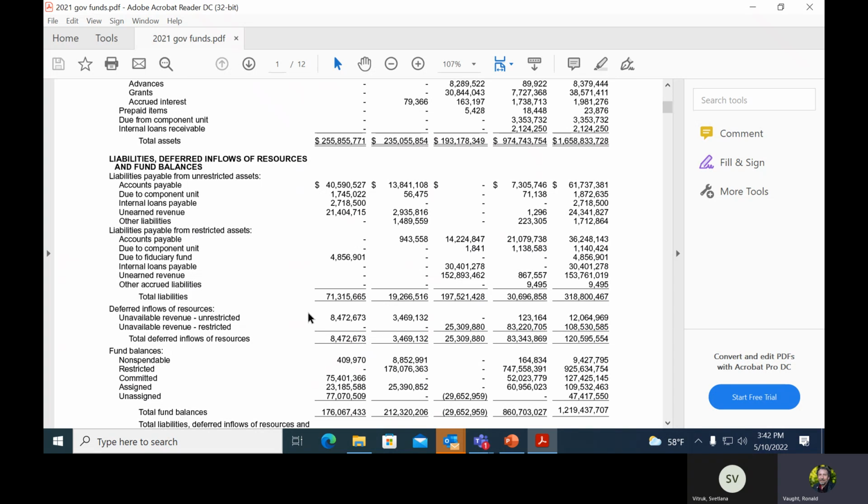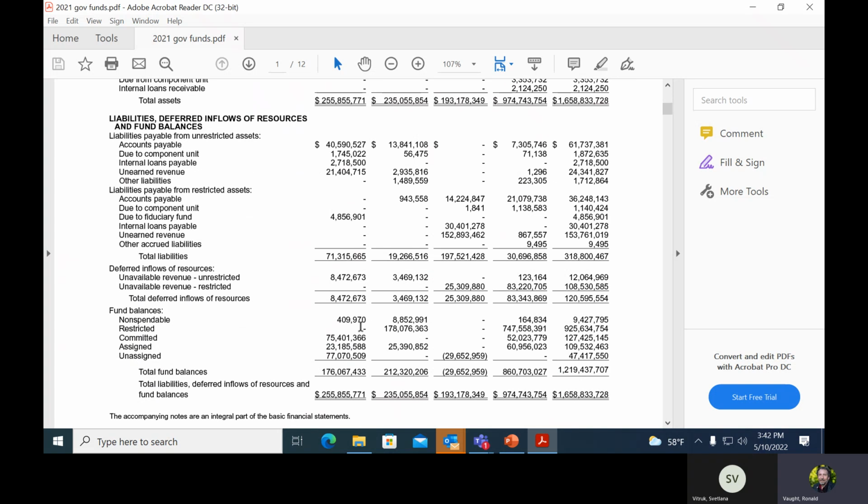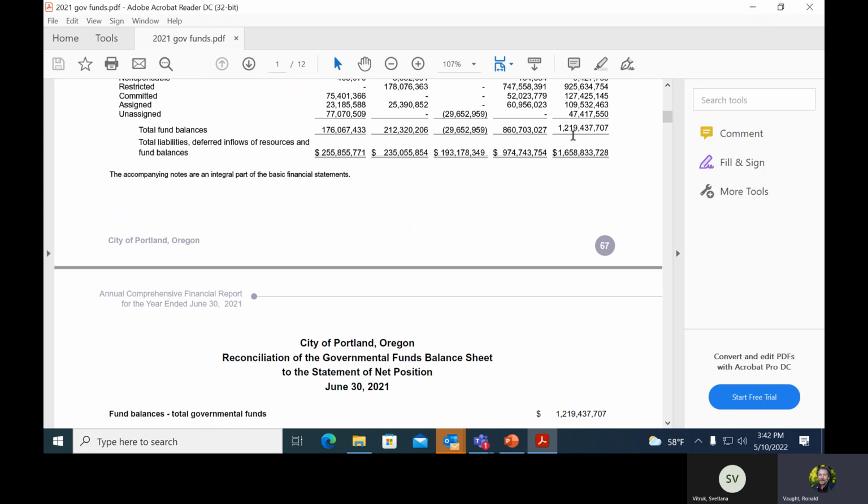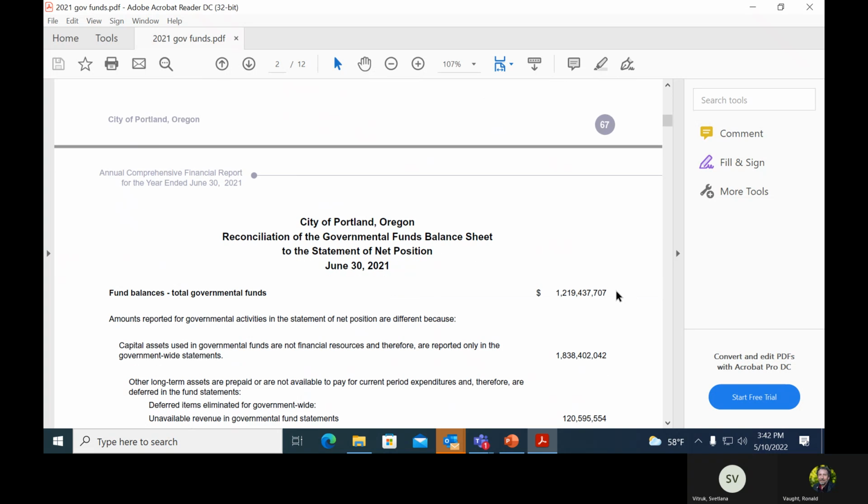Similarly with liabilities. And then for deferred inflows, basically that is deferred revenue or unavailable revenue. That's basically the receivables that haven't been collected within the first 60 days of the next year. And then our balance sheet is broken down by the types of fund balance. And so our ending fund balance over here is $1.2 million.